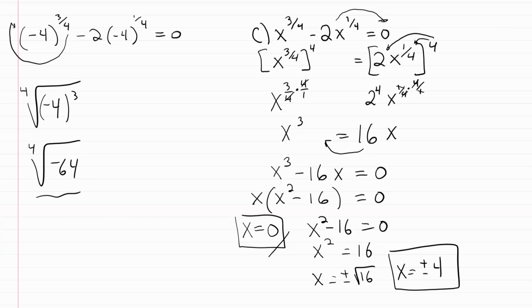So we'll just change our answer here to just x is equal to +4 because the -4 doesn't check out. So it has two solutions, x equals 0 and x equals 4.